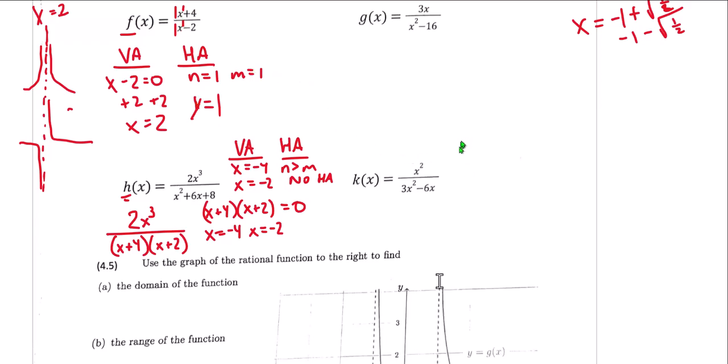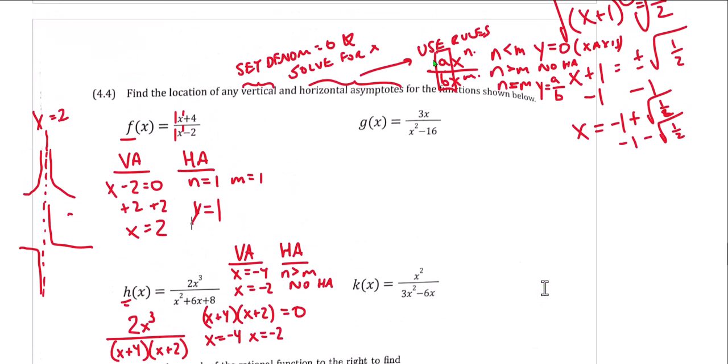Let's do one more of these. Let's do the g function. So that's 3x over, and remember, we want to factor that denominator. That is a difference of squares. So (x minus 4)(x plus 4). So now it should be very clear that the vertical asymptotes, if this denominator equals 0, the values of x that will make that denominator equal to 0 are x equals 4 and x equals negative 4.